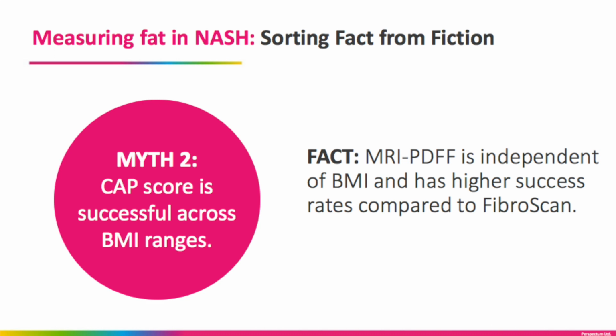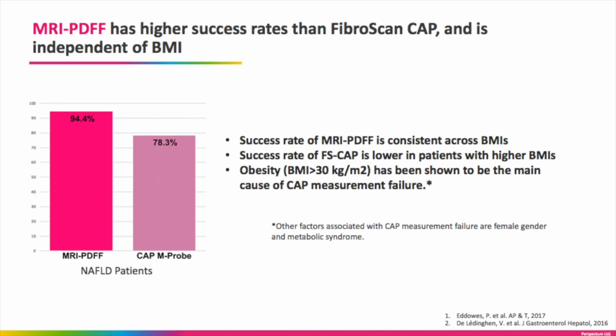Well, this question is related to the previous one. The fact is that FibroScan's CAP measures are severely confounded by fat. The more fat, the less accurate, which in NASH patients is a problem if you consider that reliable, accurate results are in order. The second pink bar, the one on the right, shows that success rates of FibroScan are relatively poor. FibroScan fails in about 22% of patients. And importantly, the success rate of CAP may be even lower as BMI increases.